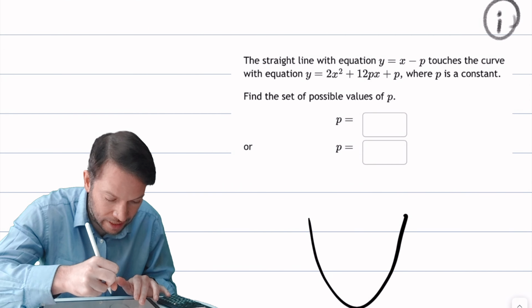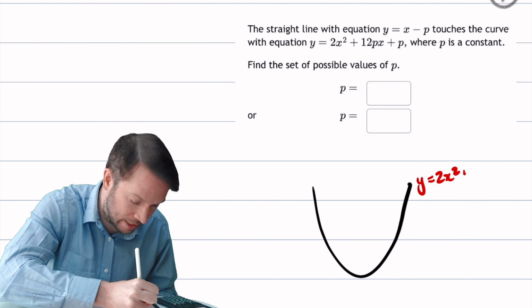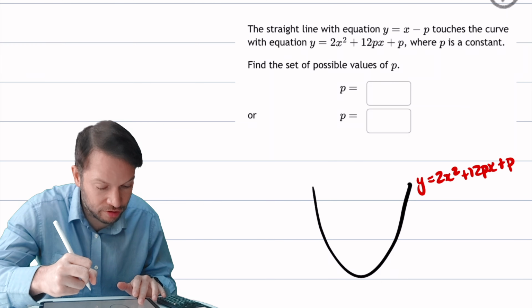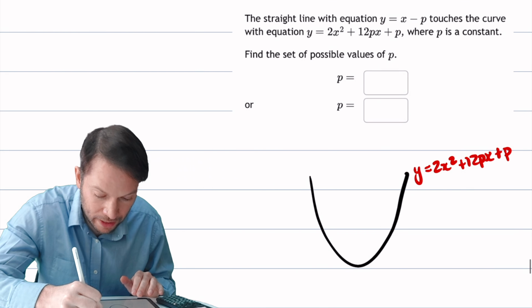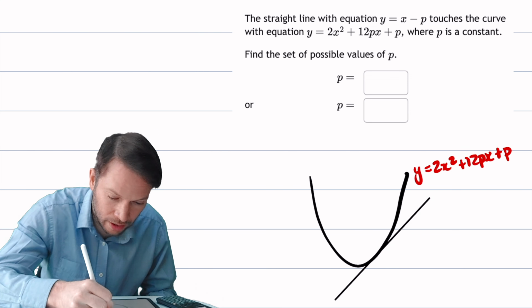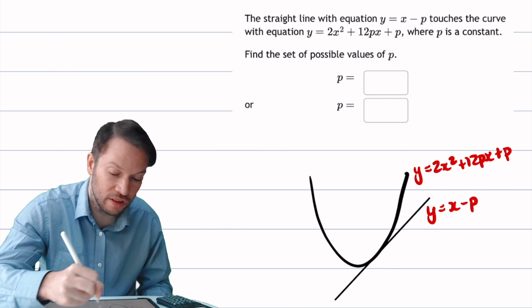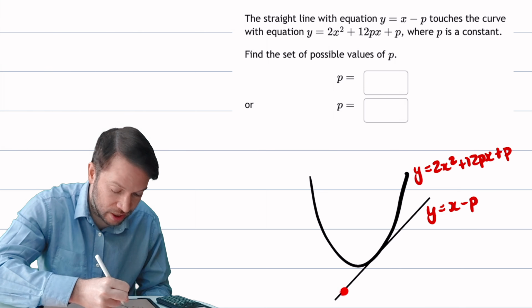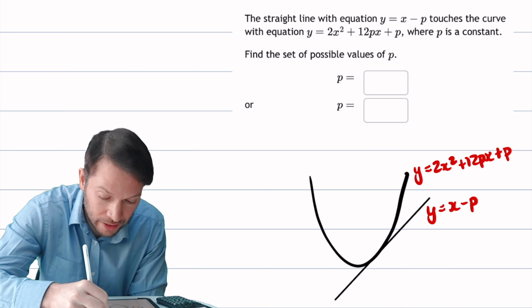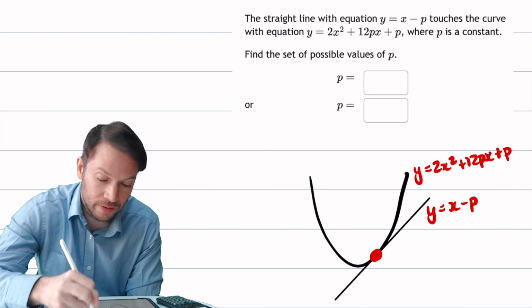So this quadratic has the equation y equals 2x squared plus 12px plus p, and then you've got some straight line, y is equal to x minus p. So it might be like this, for example, a straight line like this, and we're told the straight line touches this quadratic curve. And what's the implication of that? Well, if it touches it, it means there's only one point of intersection.